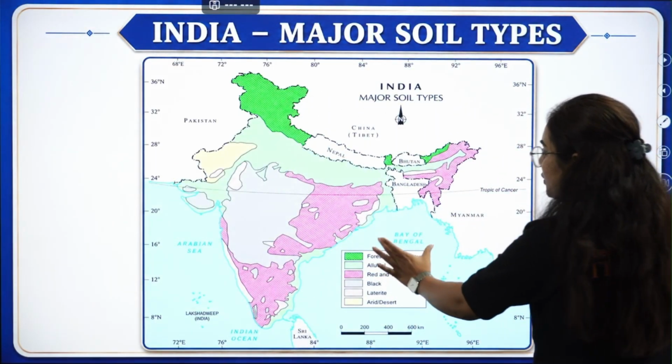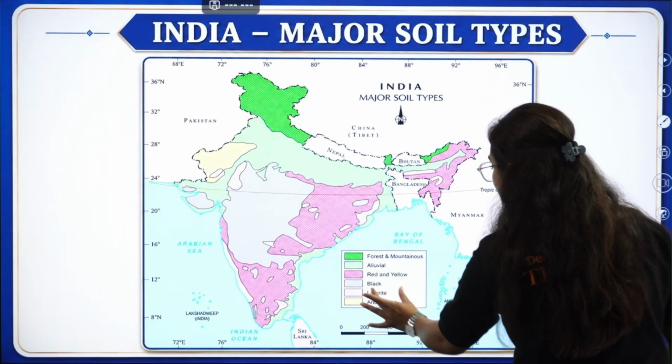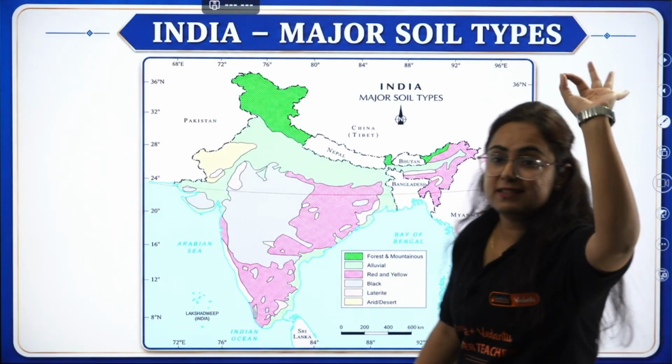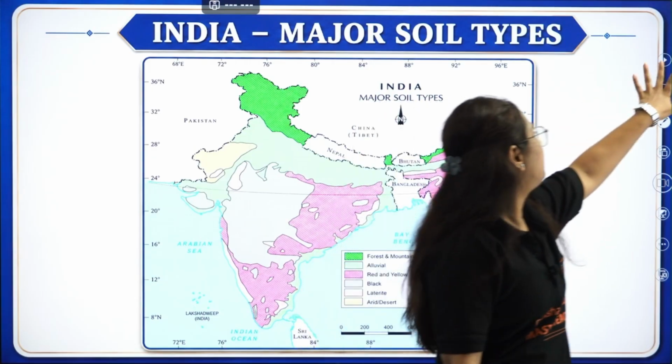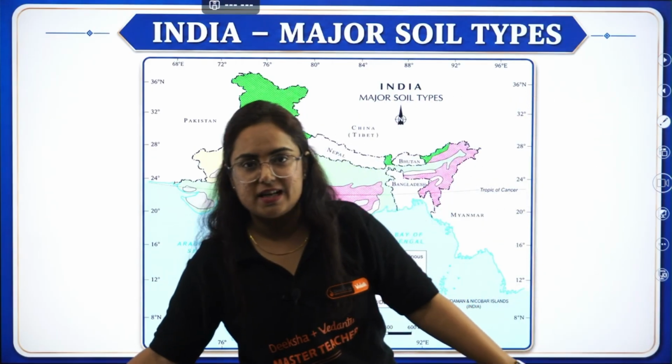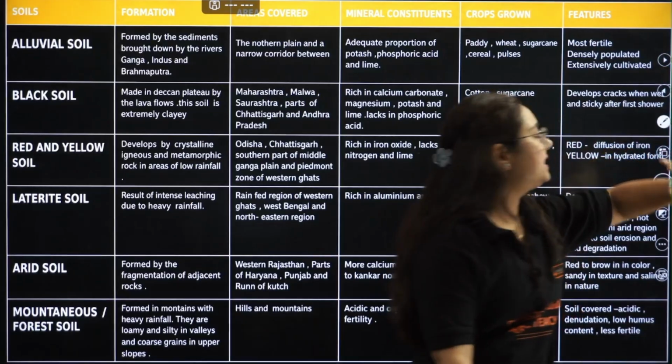So this is it. Forest, alluvial, red and yellow, black, laterite, arid. These are the 6 types of major soils found in India. And now the secret is going to be released, and it is this.